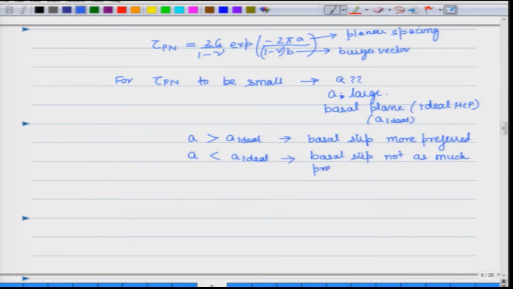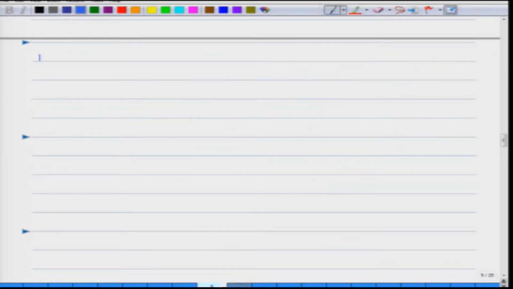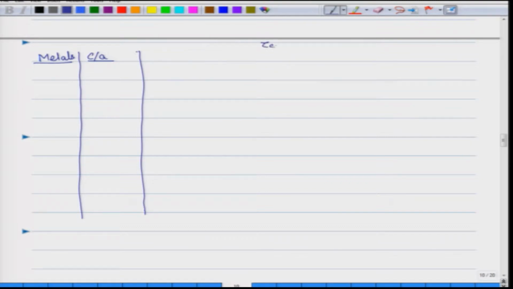and we will look at the values of shear stress, but right now let me show you what happens when the c by a value changes, how our different planes become preferred. So, let us look at this. Here I will put the c by a ratio, and remember the ideal value is 1.66, and very few metals actually show this ideal ratio, and here I will be putting tau CRSS values for different slip systems.